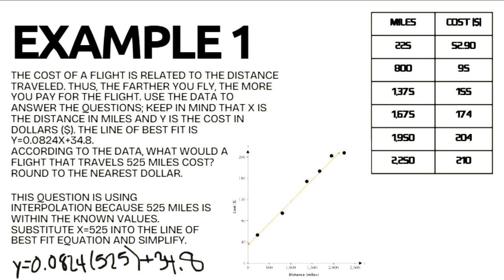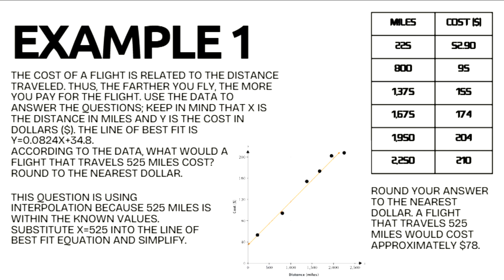Totally getting my calculator for this. Okay, so we have 0.0824 times 525, which gives us 43.26, plus 34.8 gives us 78.06. So $78.06, but it wants us to go to the nearest dollar, so it's going to be $78.